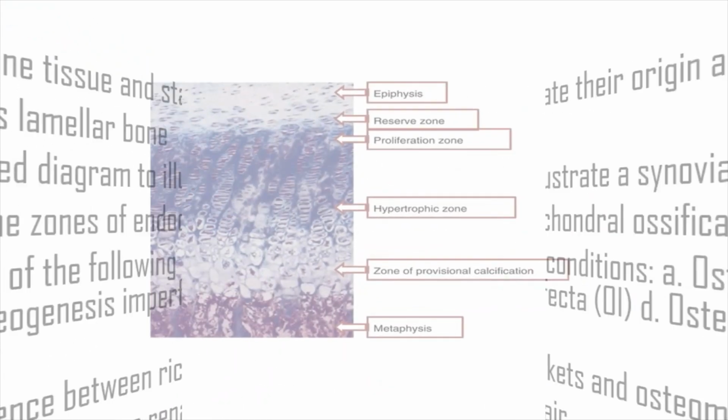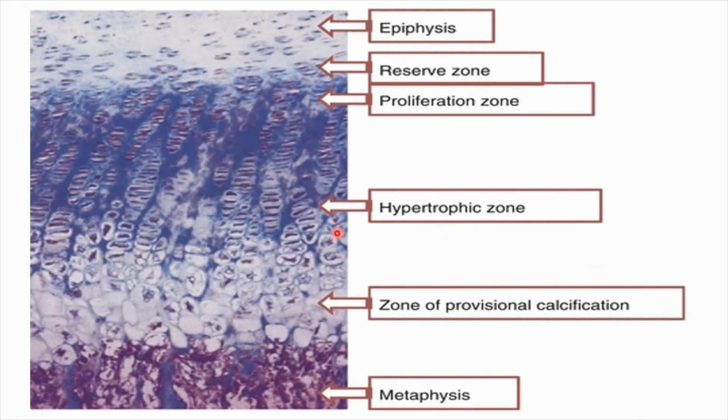Now, these are the zones of the epiphyseal plate. So you're going to draw this, the zones of the epiphyseal plate. You start with this one here. This is the epiphysis, where the bone grows from. This is the layer of cartilage, which is the reserve zone or the resting zone. The resting zone will start proliferating. So this is the proliferation zone. As you can see, cartilage is proliferating.